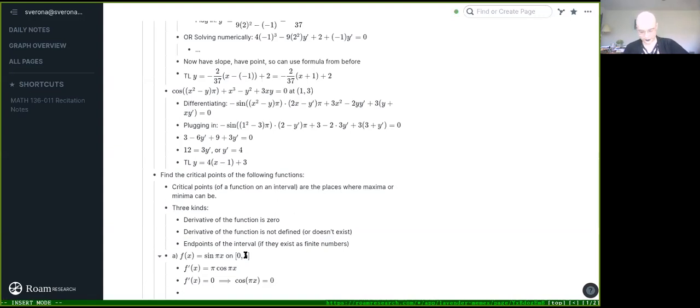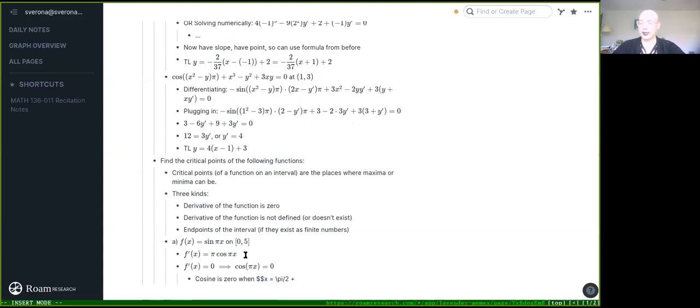So I have to think about what values make cosine 0. I claim that cosine is 0 when x is pi over 2 plus an integer multiple of pi. If you think about your unit circle, hopefully you can see that. I'll start with negative numbers: negative 3 pi over 2, negative pi over 2, positive pi over 2, 3 pi over 2, and so on.